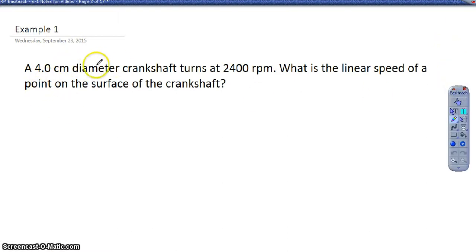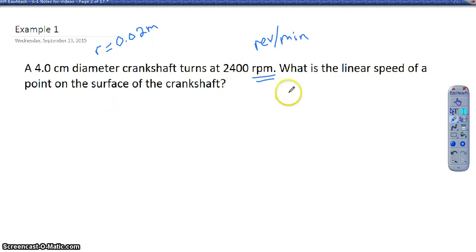So a 4 centimeter diameter, so that tells me the radius is then 0.02 meters, right? Turns at 2400 RPM, and the biggest thing that you have to watch out for here are the units, right? RPM stands for revolutions per minute, right? So revolutions per minute. When we deal with this, a lot of times we need our measurements to be in terms of radians per second. So we'll see that as we move through this one. What is the linear speed of a point on the surface of the crankshaft?